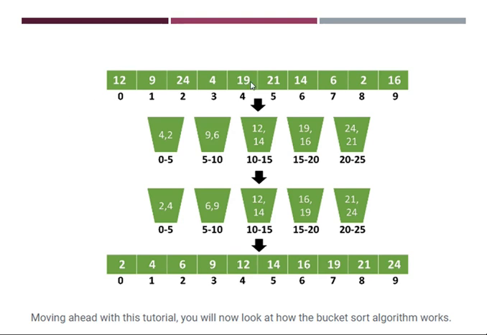The given series of elements are: 12, 9, 24, 4, 19, 21, 14, 6, 2 and 16. So altogether we have 10 elements, and we placed their indices as 0 to 9. Now we have taken 5 buckets. Each bucket has a capacity to hold 5 different values, so the range of a bucket is 0 to 5, and every bucket can hold 5 different values.